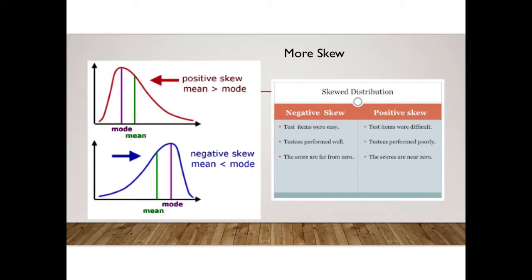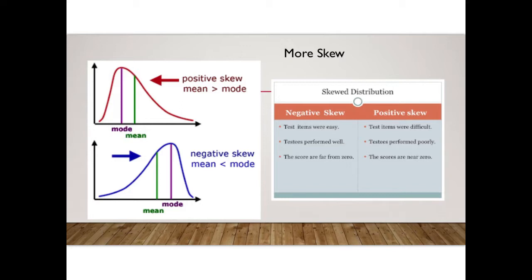Looking at some different things of the skew. Remember we talked about the mean and the mode. When you have a positive skew, the mean is greater than the mode, and with a negative skew, the mean is less than the mode. You can look at this in the numbers, so let me give you an example.